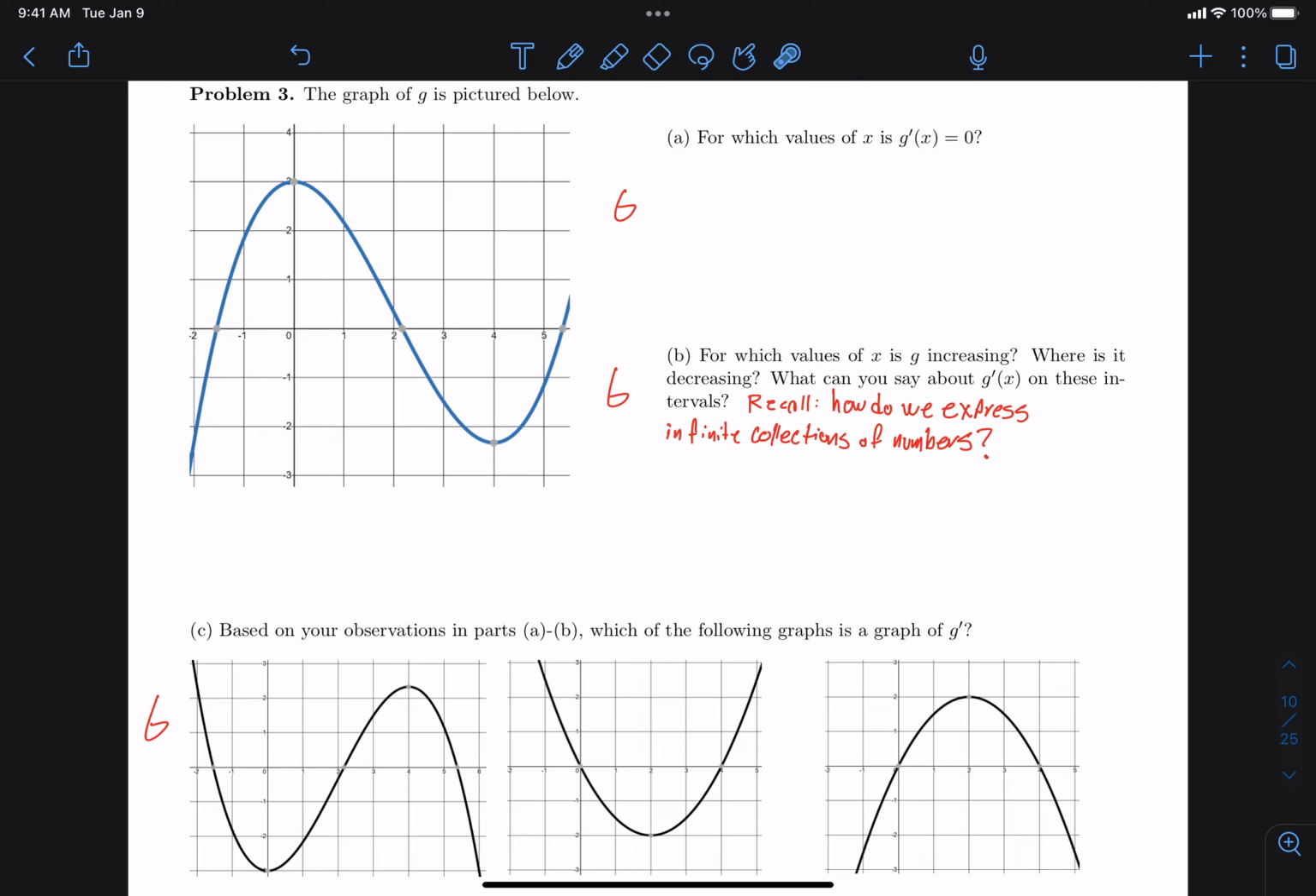Okay, so here's what we want to think about. She's increasing on these two.